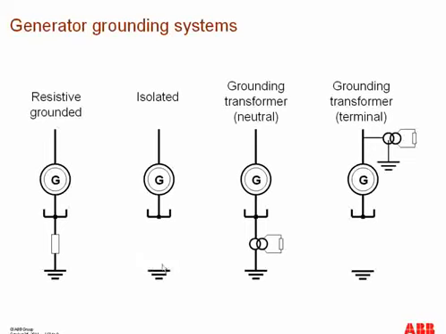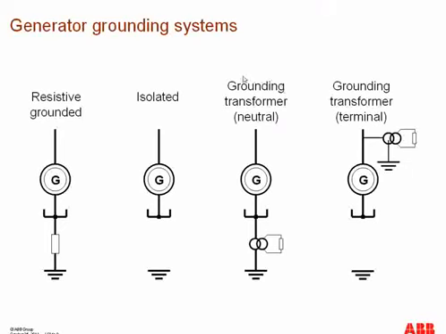The disadvantage of this type of grounding is that in case of ground faults, there will be high transient overvoltages created, and that can sometimes be a disadvantage to the winding insulations.